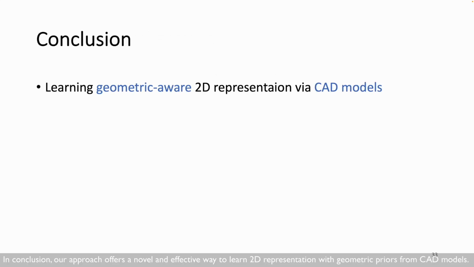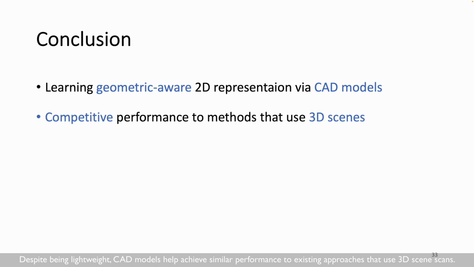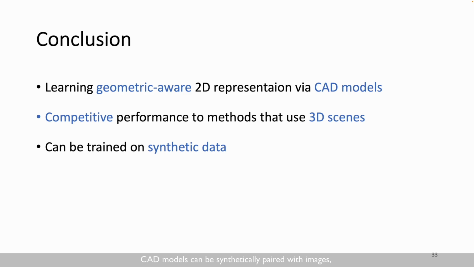In conclusion, our approach offers a novel and effective way to learn 2D representation with geometric priors from CAD models. Despite being lightweight, CAD models help achieve similar improvements to existing approaches that use 3D scene scans. CAD models can be synthetically paired with images, allowing us to induce geometric awareness in 2D representation without requiring any real 3D pairs. Thank you for listening.